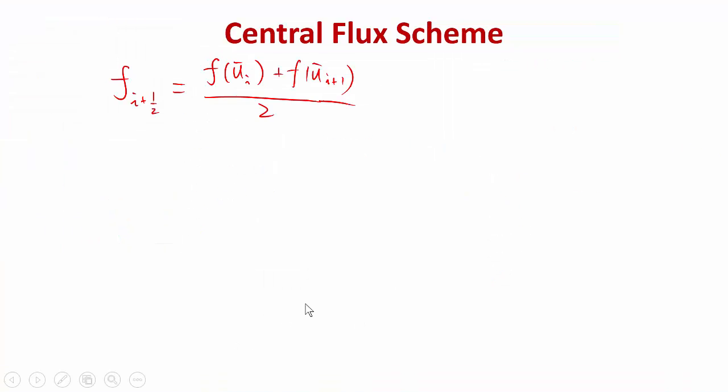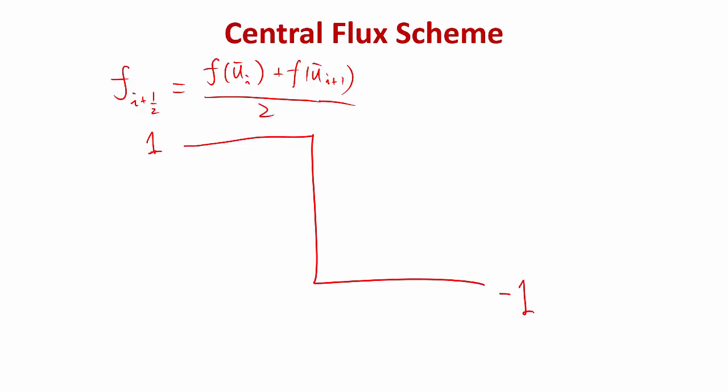Let's go back to our screen to analyze what is happening with the central difference scheme. So remember, if we have a discontinuity over here, and let's take an extreme example. We have 1 over here and minus 1 over here. Okay? So we have Burger's equation. So this is x, this is u. And u is 1 on the left and minus 1 on the right.